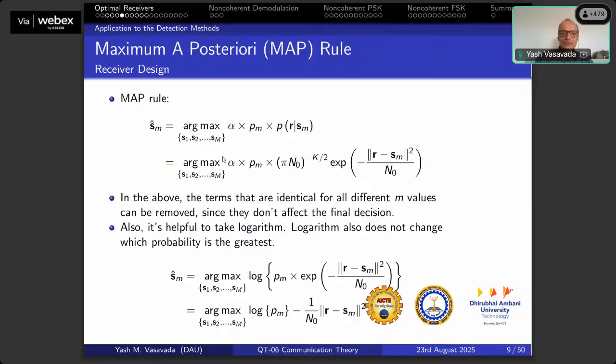So if you take the MAP rule and maximize the posterior, take the logarithm and cancel out the identical terms, the final rule becomes what is shown at the bottom of the slide.